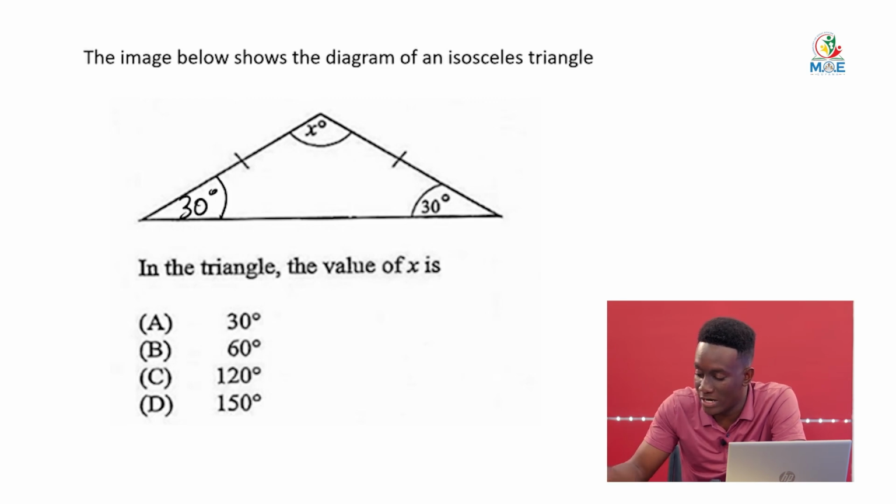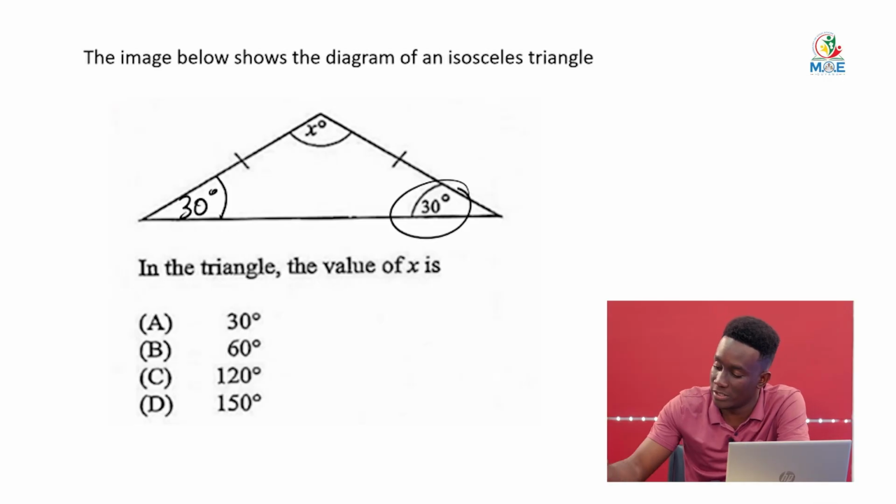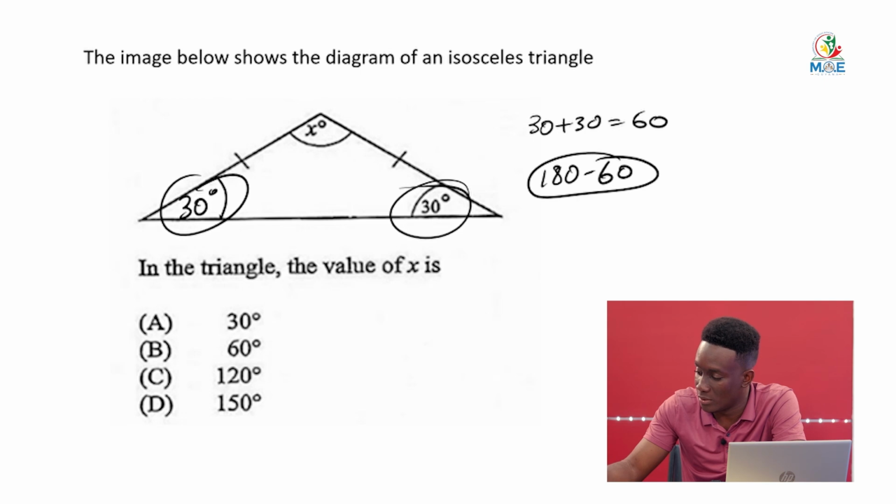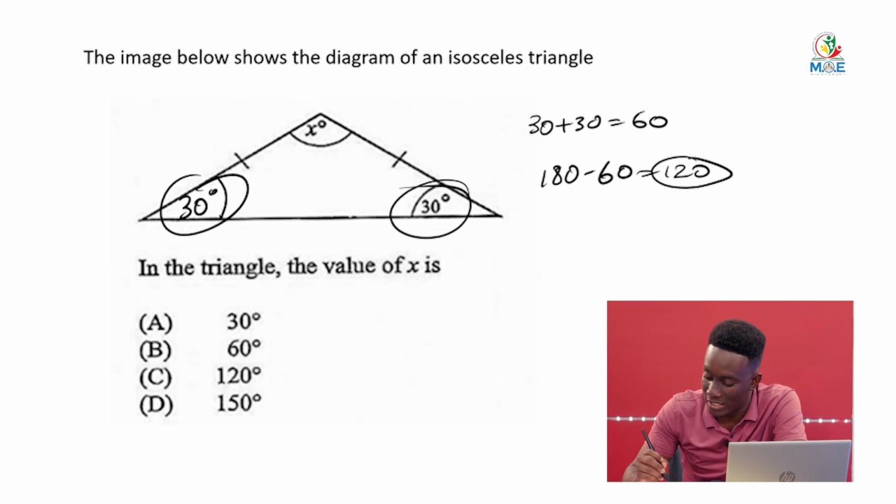To find angle x, we add up this angle here and this angle, and then we subtract it from 180, because we know the total sum of angles in a triangle is 180. So we add 30 and 30. 30 plus 30 will give me 60, and I subtract this from 180. So 180 minus 60 would give me 120 degrees. So I know angle x has a value of 120 degrees, which is C.